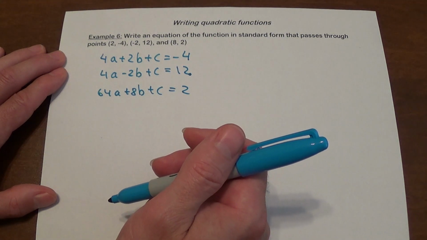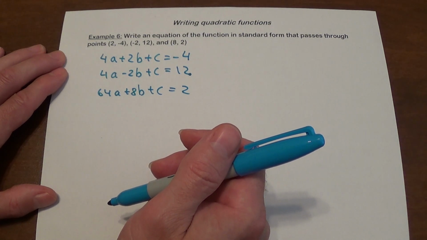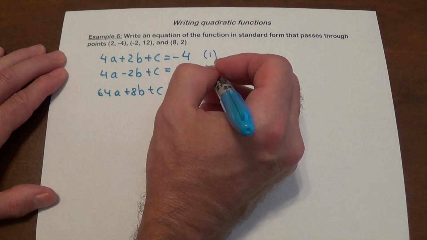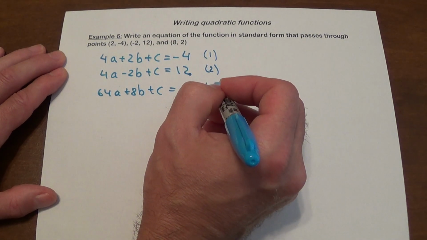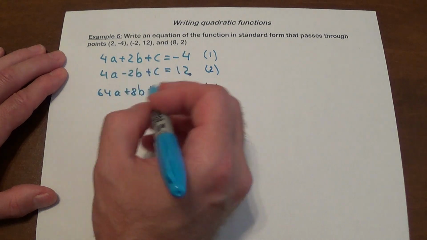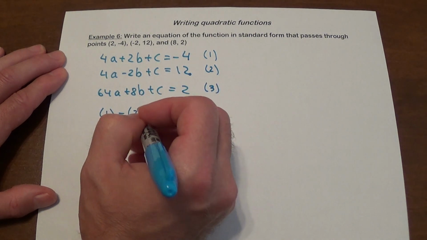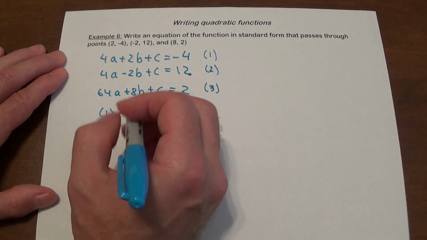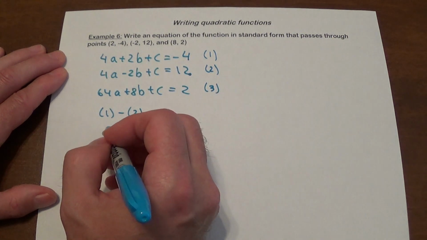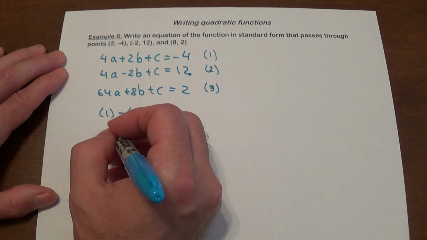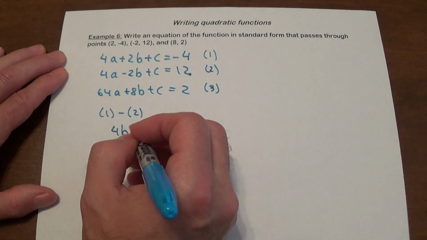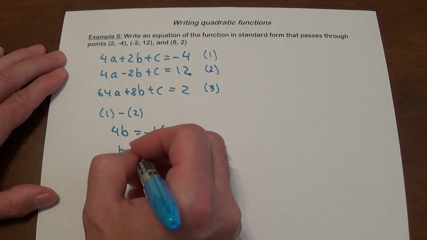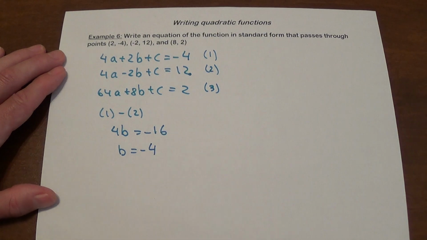Again, it's your choice, but with this problem it's going to work a little bit easier, because if you look at the first two equations, you can find one unknown right away. If you subtract the first equation minus the second equation, you will actually cancel a and c. So 4a minus 4a gives you 0. 2b minus negative 2b will give you 4b. c cancels. Negative 4 minus 12 is negative 16, which means b equals negative 4.